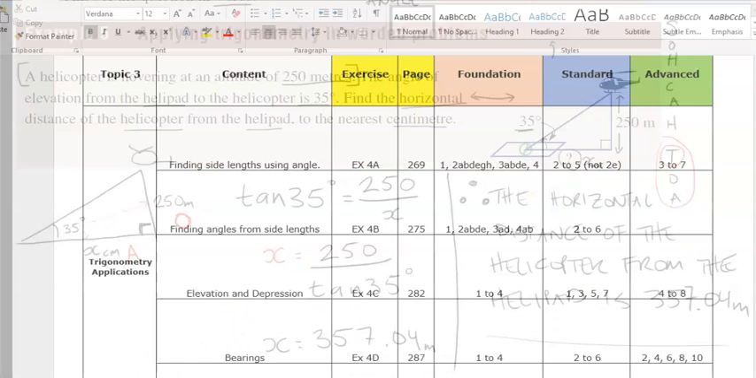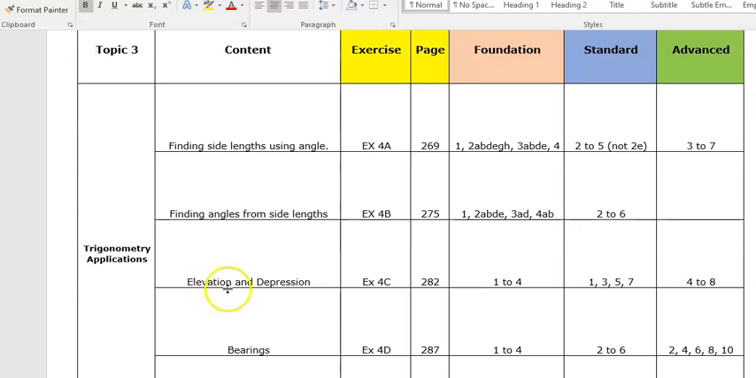In the meantime, you'll be looking at elevation and depression, which is exercise 4C, page 282. These are the required questions you need to do based on foundation, standard, and advanced.